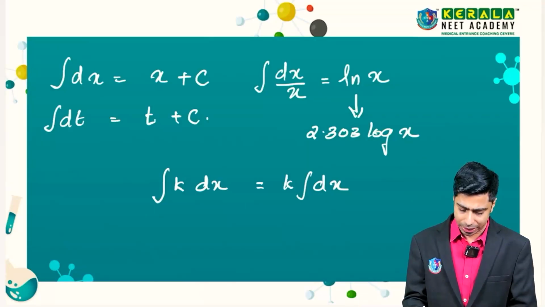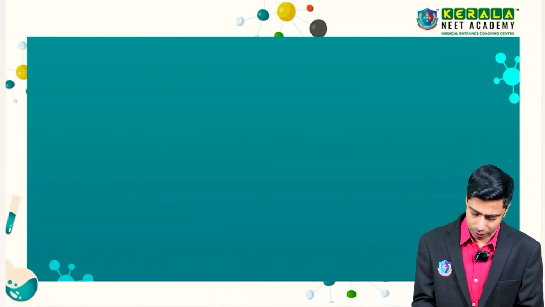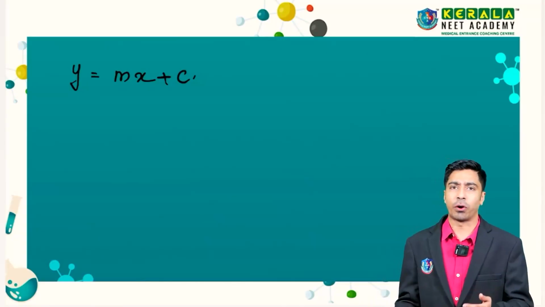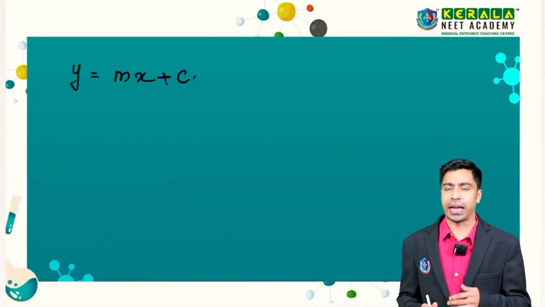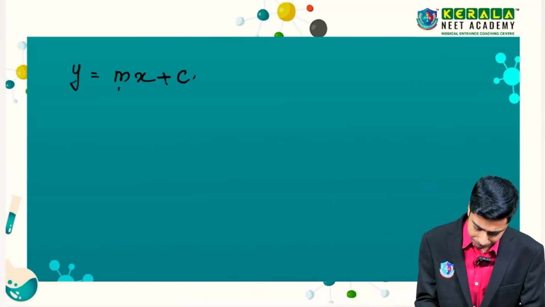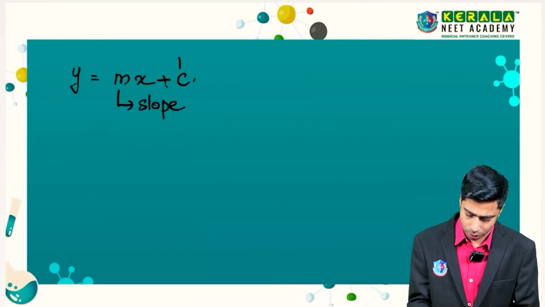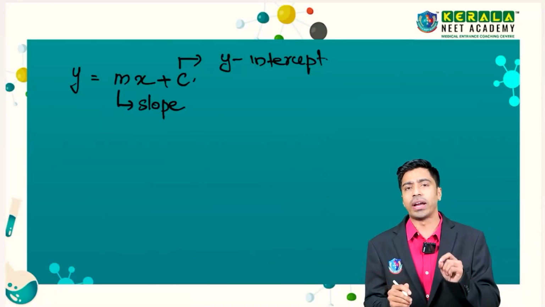And then we have an equation for a straight line. The equation for a straight line is y equal to mx plus c, where y represents the y coordinate, x represents the x coordinate. Now m is called the slope of the straight line, and c is called the y-intercept. Y-intercept means the point where the straight line touches the y-axis.